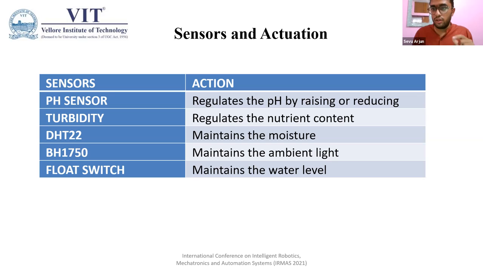If the moisture level goes below 80%, it will automatically detect it and switch on the pump so that some water is sprinkled over it to maintain the moisture level of the corn seeds. And to maintain the ambient light, we have used this PS1750 sensor, and float switches are mainly used to maintain the water level in the barrel. If it goes down, it will automatically switch on the solenoid valve so that it will fill it.